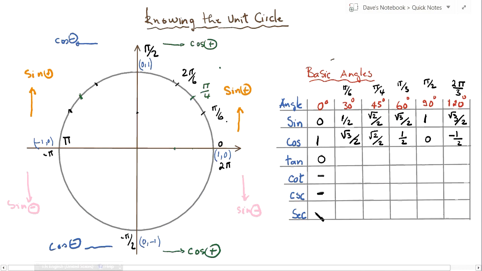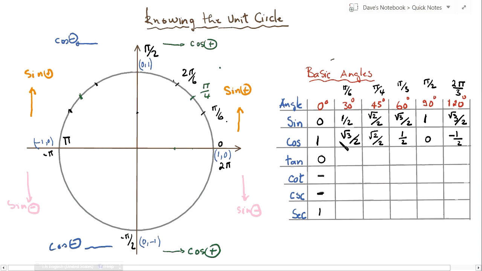Okay, and the secant is 1 over the cosine. It means 1 over 1. It is 1. The secant is 1. Okay, now we go to the second one.